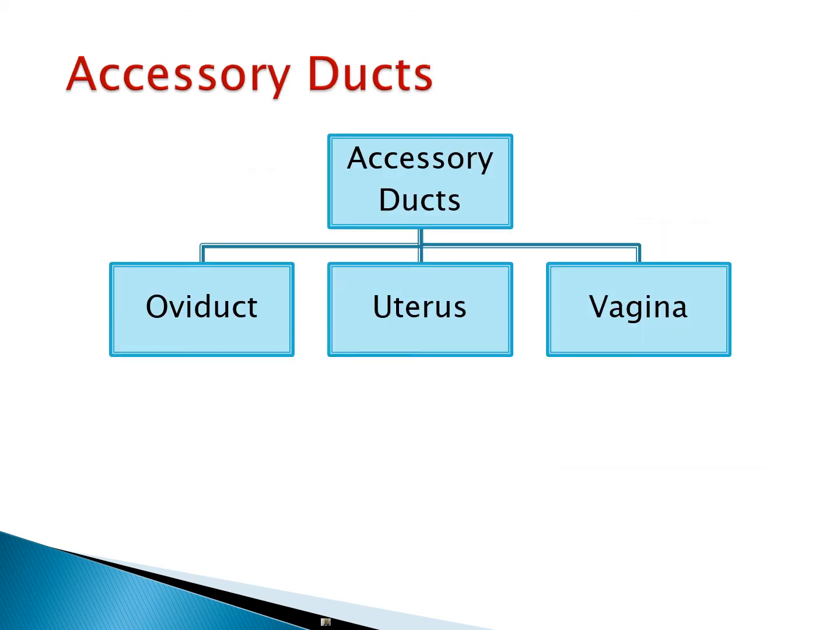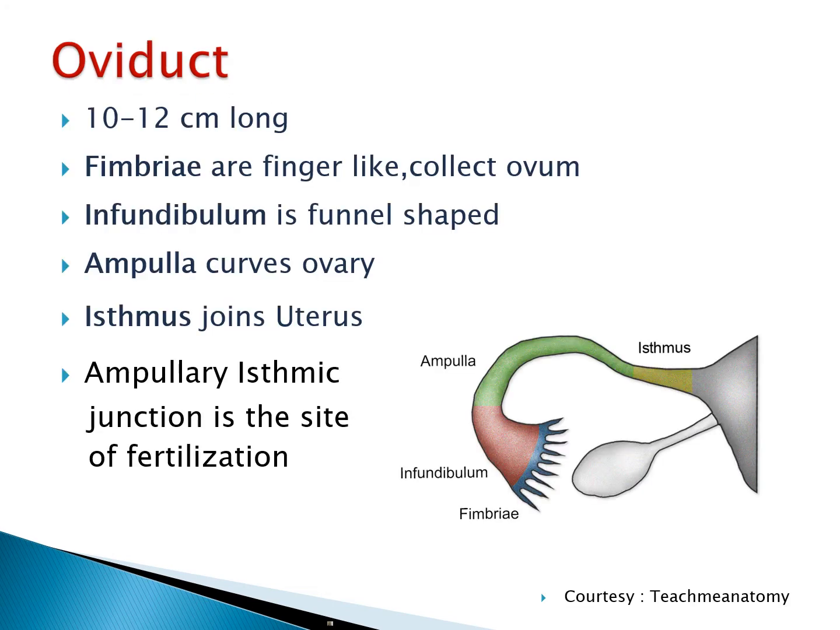The next important part is the accessory ducts, which include the oviduct, uterus and vagina. First of all, coming to the oviduct. The oviduct is a 10 to 12 centimeter long tube. It is also called the fallopian tube. It has three main parts: the infundibulum, ampulla and isthmus. The fimbriae, which are present at the starting edge of the infundibulum, receive the ovum.